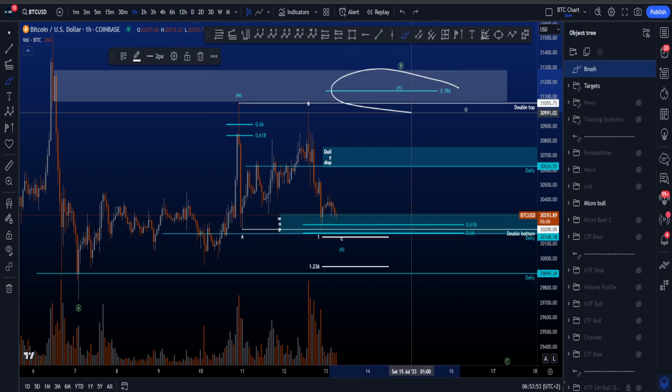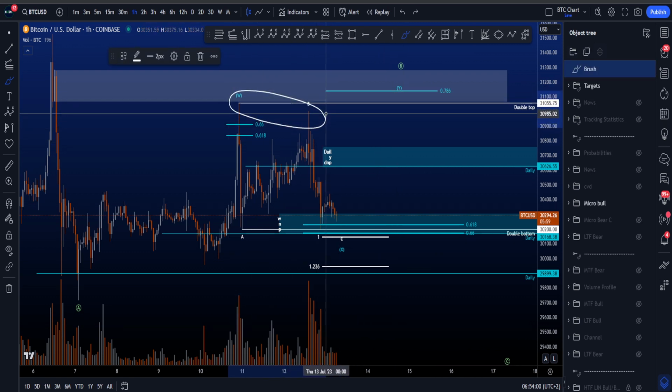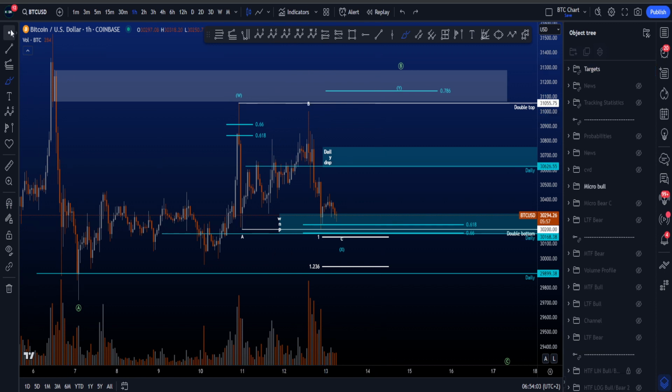that scenario, where then the 786 is going to be an interesting target at 31.1k, where we are then also going to take the double top over here at 31k. And I think that's very interesting.